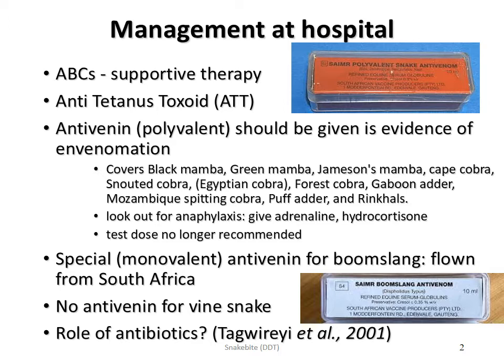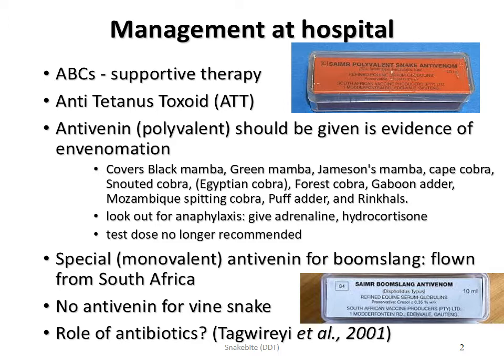Then my next question is, which snake which causes quite significant cytotoxic envenomation? I mentioned three which were important in terms of most snake bites being as a result of those three snakes with cytotoxic envenomation. I mentioned a puff adder, I mentioned the Mozambique spitting cobra, and I mentioned a third one. What was that third one?